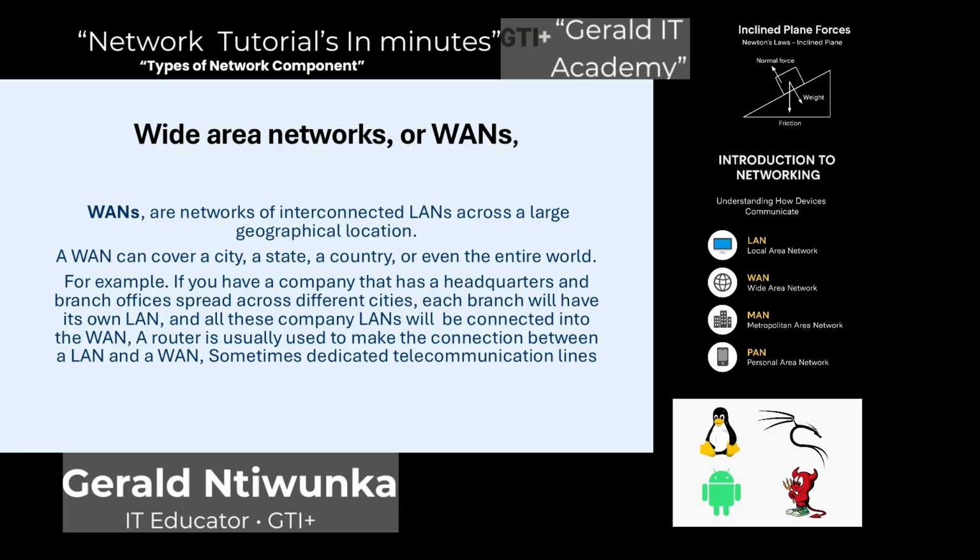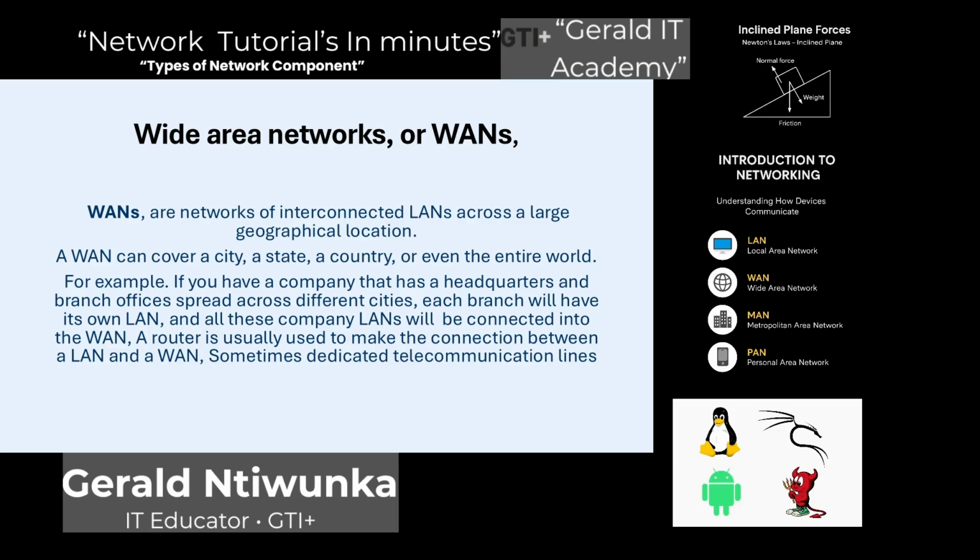Now we have the wide area network. From here, you will know the examples and the differences between these networking connections, how networks work. This is called a wide area network. What is it? They are a network of interconnected local area networks across a large geographical location.